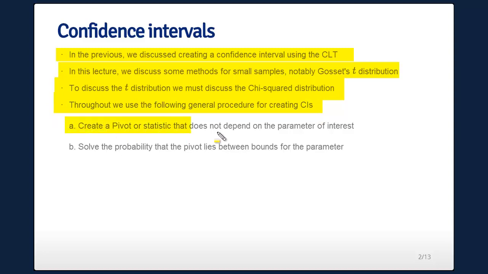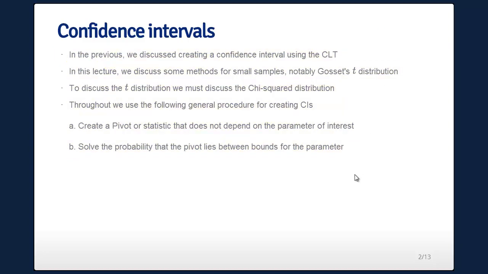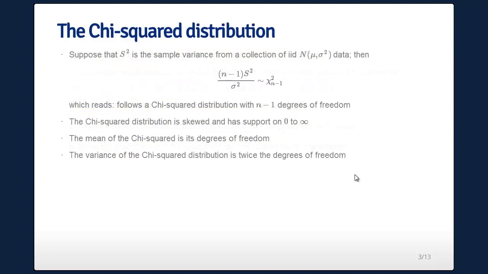We'll create a statistic that doesn't depend on the parameter of interest, called a pivot, and then we'll solve for the probability that that pivot lies between the bounds of the parameter. And I think for many people, the mathematics of this might be a bit above what's intended for the series. I just wanted, for those of you that are interested, to show you that there's a common framework that keeps popping up. There's a reason for it. It's not that people are just refiguring out the same thing every time.